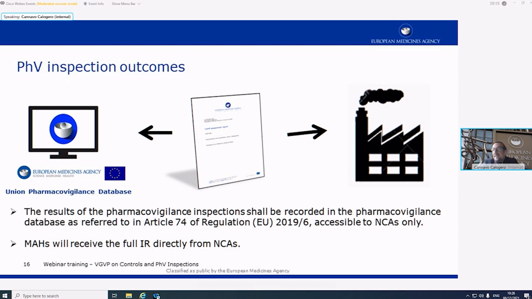So in this slide, I hope you can see the inspection report in the middle that could go both ways in the pharmacovigilance database, but the result of inspection is still accessible only to the national competent authority in order to plan the next inspection, and to exchange all the information that is useful and captured in the database. But the company will still receive the full inspection report directly from the national competent authority. So I'm sorry for this picture. I mean, this is not Chernobyl, but it's a company picture.